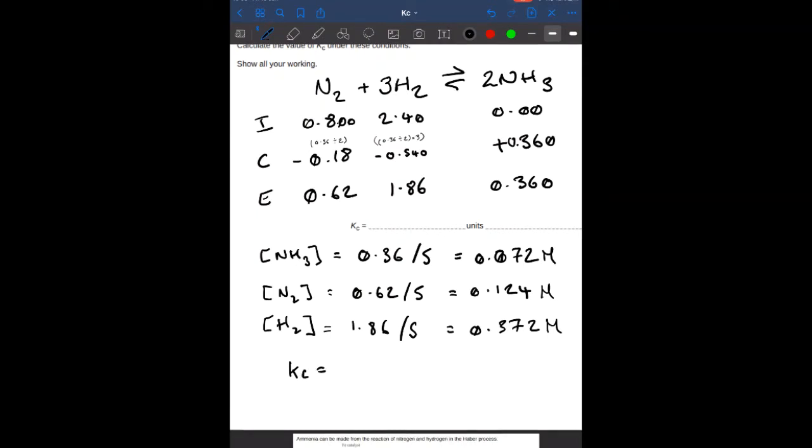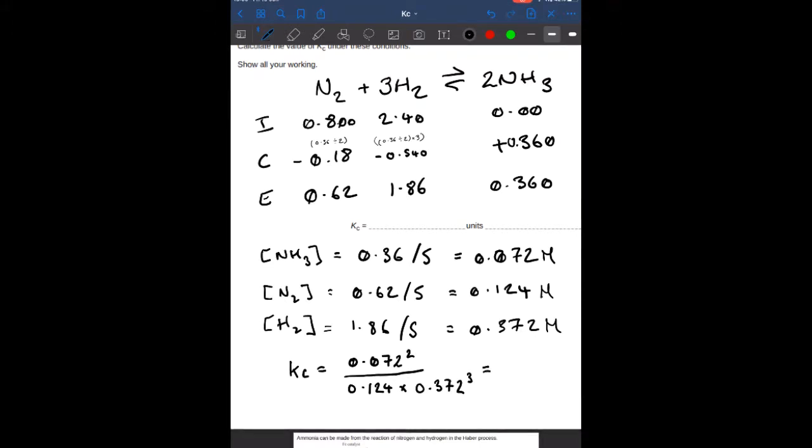Kc equals, substitute in 0.072 squared divided by 0.124 times 0.372 to the power of 3 gives us a value of, drumroll please, 0.812. Got our value. We now need units.